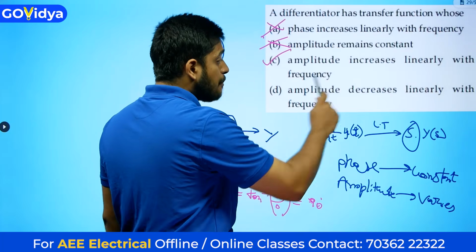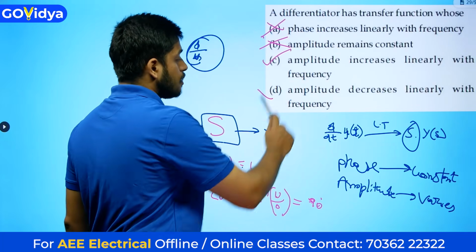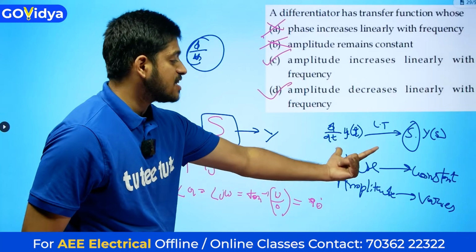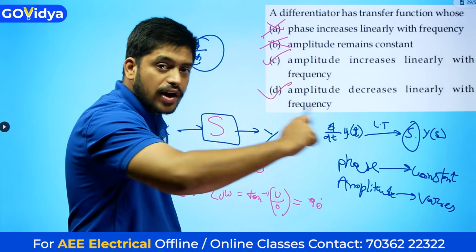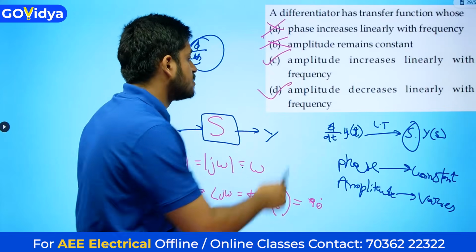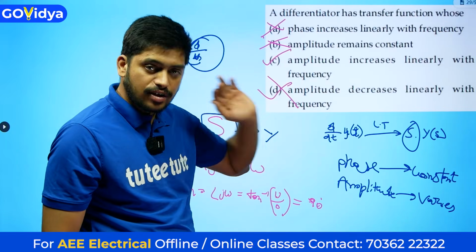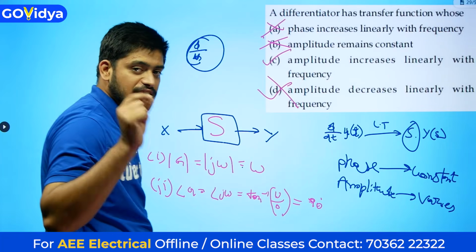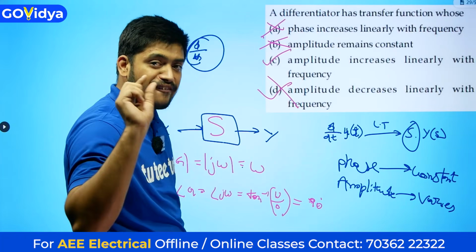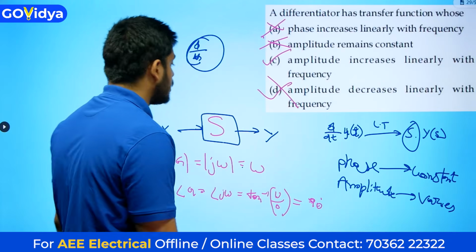Amplitude decreases linearly with frequency. This could also be the right answer. But when my phase is constant, amplitude is going to just increase, not decrease. So amplitude will not decrease. Phase is constant, amplitude is going to increase only. Okay, simple question. Just remember this about the differentiator, this is the point where many questions on phase lag and phase lead in compensators and controllers are asked. Okay, next.